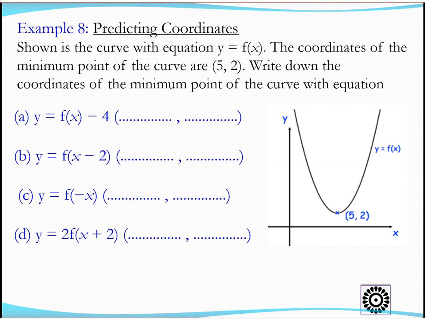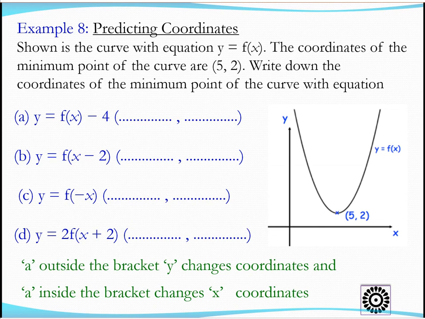Now, here we are supposed to predict the coordinate without actually doing the transformation. Okay, let's look at our summary. Our summary says that when the number is outside the bracket, it affects y, and when it's inside, it affects x. This one is outside, so it should affect y. So our x coordinate will still be 5, so let's put that down. But 2 is going to change. We're pushing the graph down. So from 2, if you go down 4 units, that will give you negative 2. So that will be our coordinate.